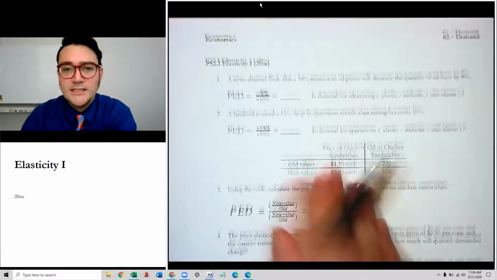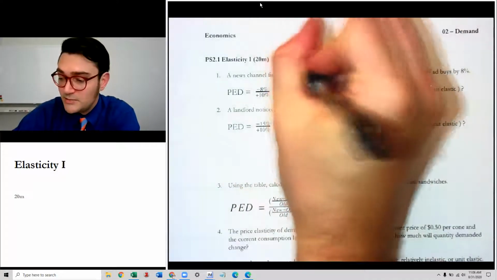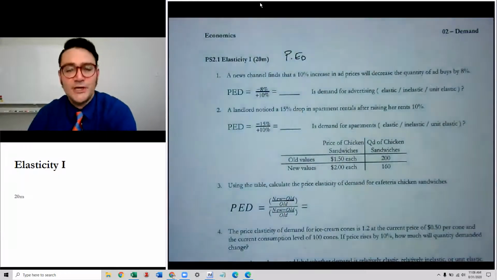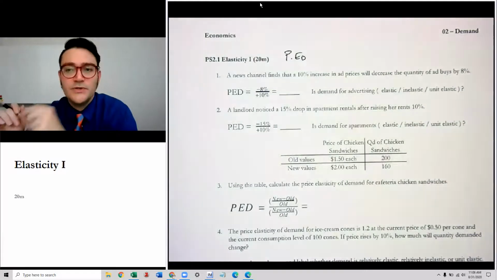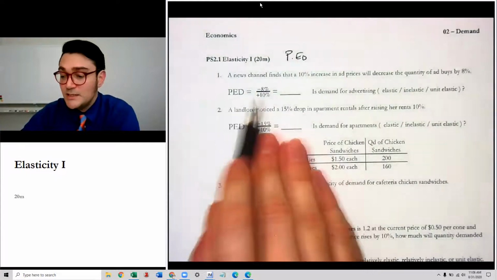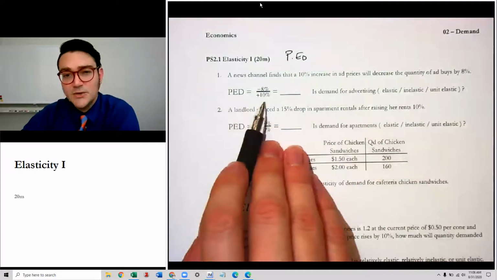So in this video, we're going to do some practice related to the elasticity lecture that hopefully you just finished. So the first one is, and these are all about price elasticity of demand, PED. A news channel finds that a 10% increase in its ad prices will decrease the quantity of ad buys by 8%. And so I've gone ahead and set up for you PED -8 because that's the quantity, right? And then +10. So what is that?